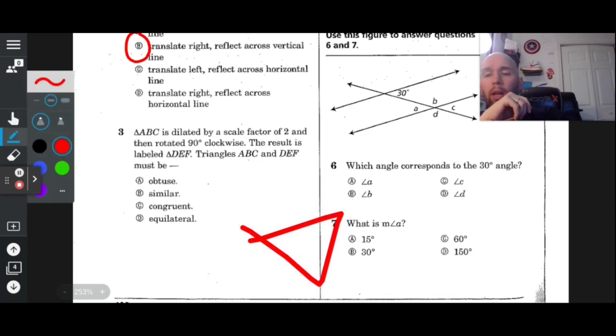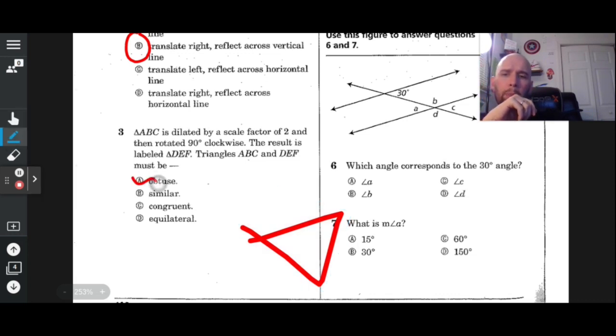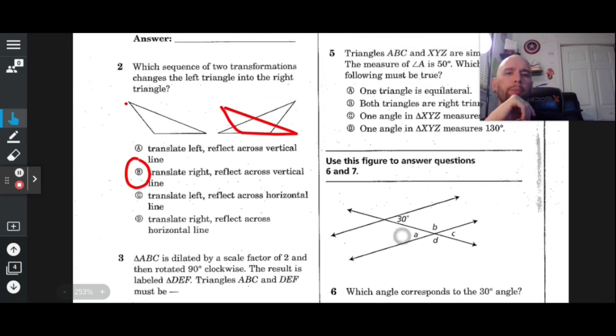Similar? Well, yeah, they are similar. I mean, one is just like a bigger version of the other one. Congruent? No. Congruent means exactly the same. Equilateral? No, because that's not equilateral. So it's similar. Similar means it's the same exact shape, but one's just bigger than the other. And that's what I did.